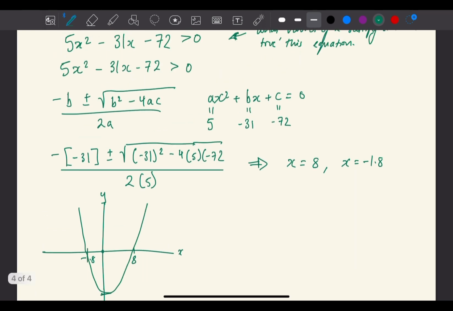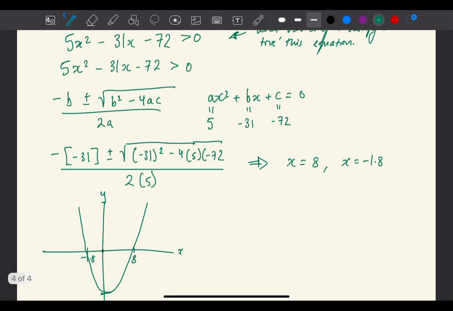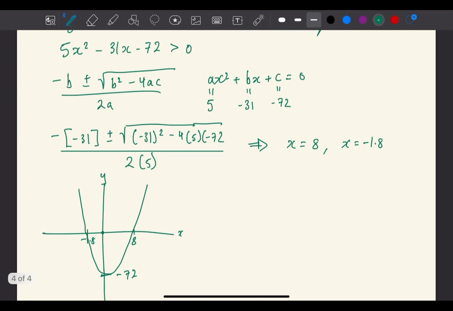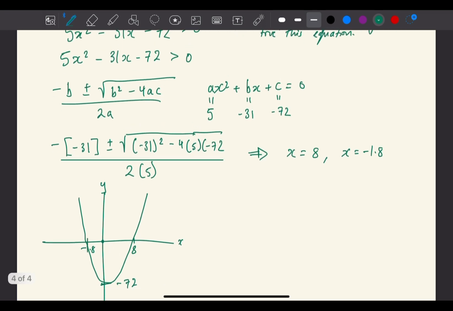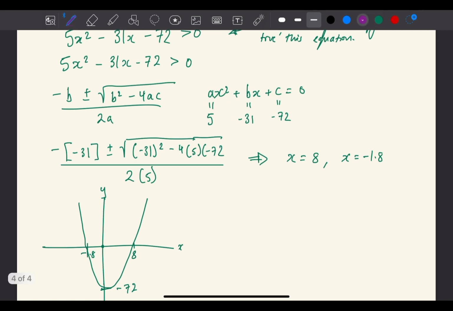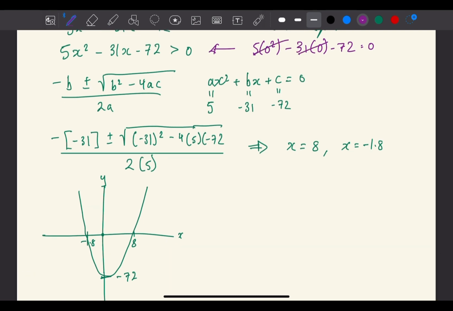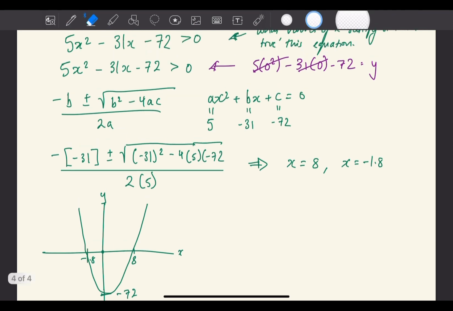Okay, and this point is the point at which x equals 0, and that was equal to minus 72. We don't need to calculate that, but you'll know that because if you sub in 0 into here, you get 5 times 0 squared minus 31 times 0 minus 72. We're doing equals because we're trying to find where it cuts the y-axis, and basically that cancels out, and you'll see that y is equal to minus 72.